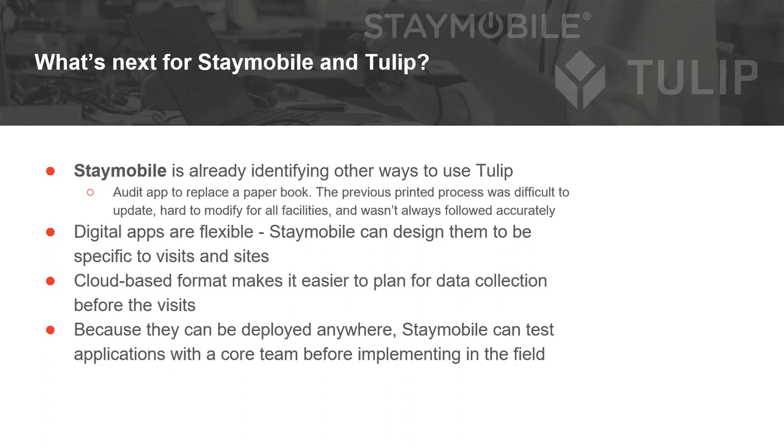What's next for Tulip and Staymobile? So we have a variety of other manual systems that we use. One of them is a daily management system book, often referred to as leader standard work. And that book tracks the day-to-day activities of different levels of the organization in their particular factories.